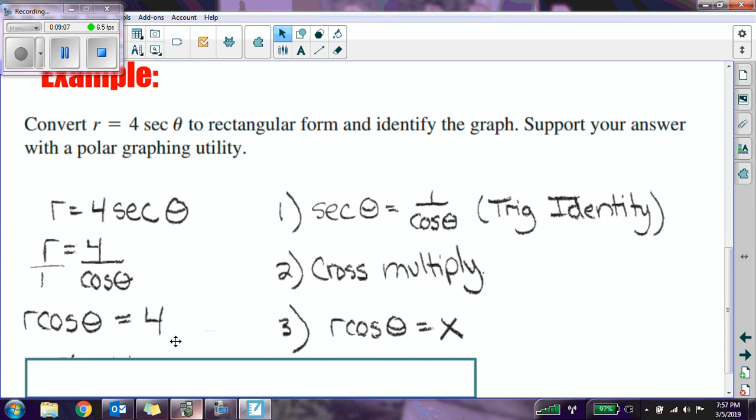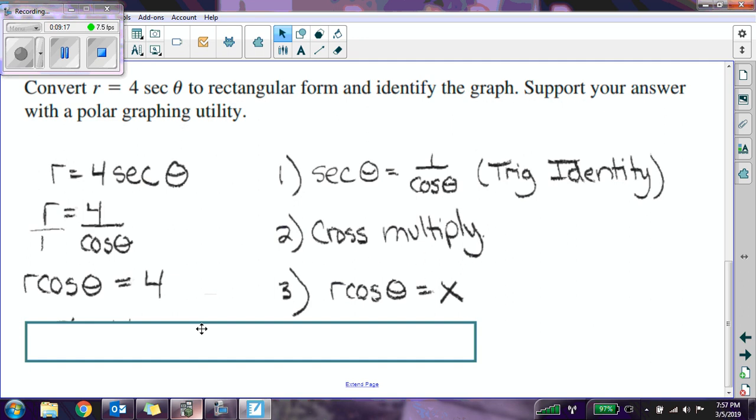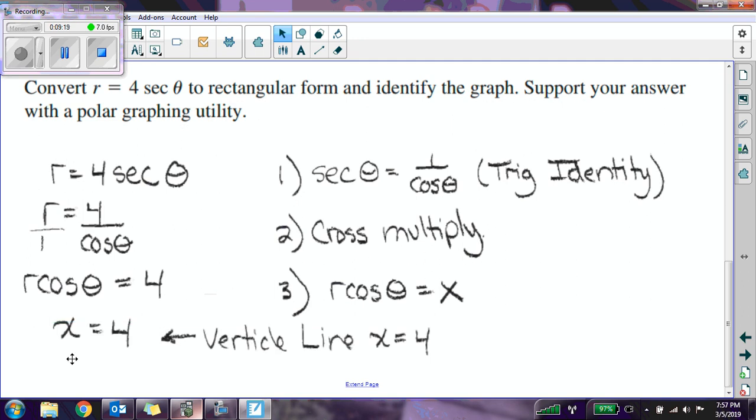So notice when I cross multiply here, I ended up with r times the cosine of theta equals 4, which remember our r times the cosine of theta is technically equal to x. So our equation actually for this ends up being a vertical line at x equals 4.